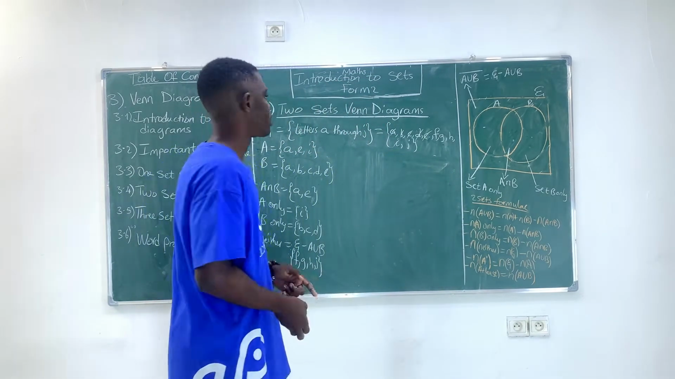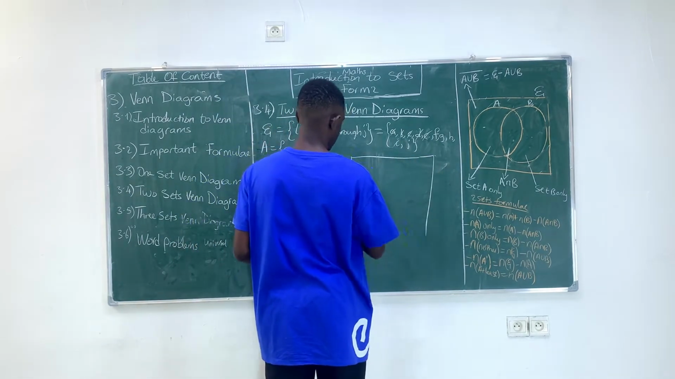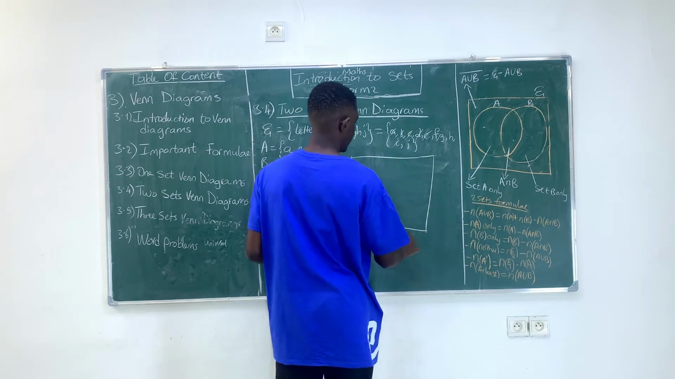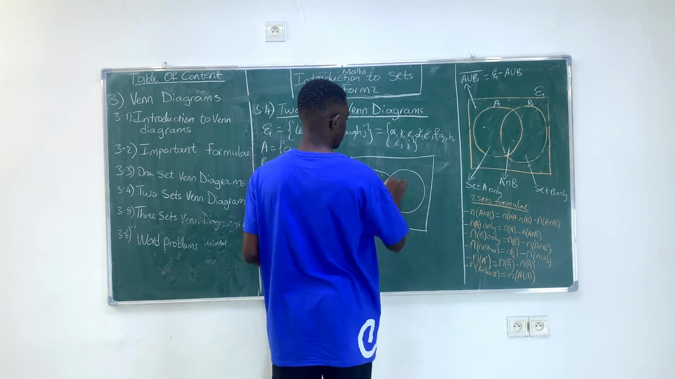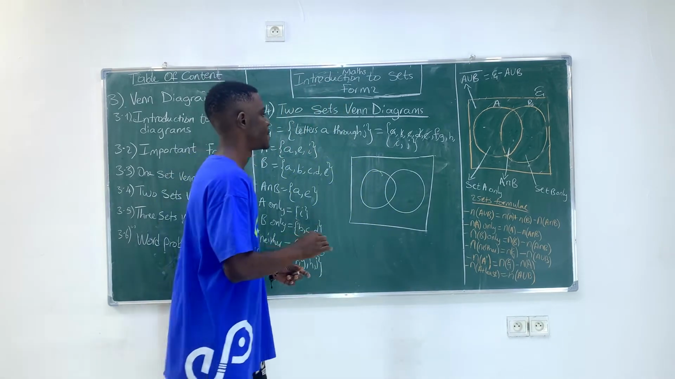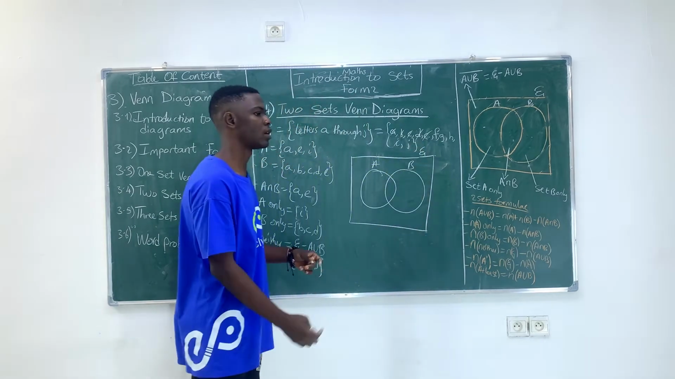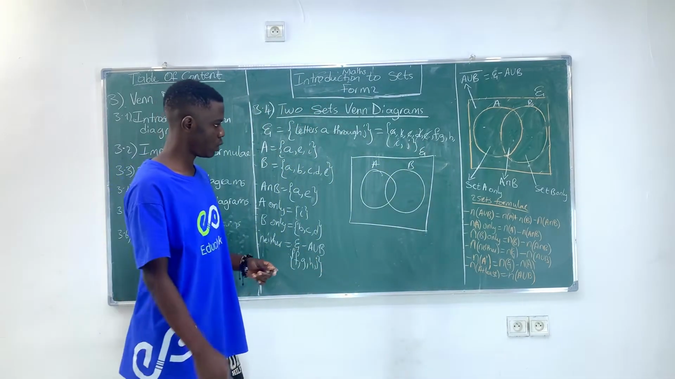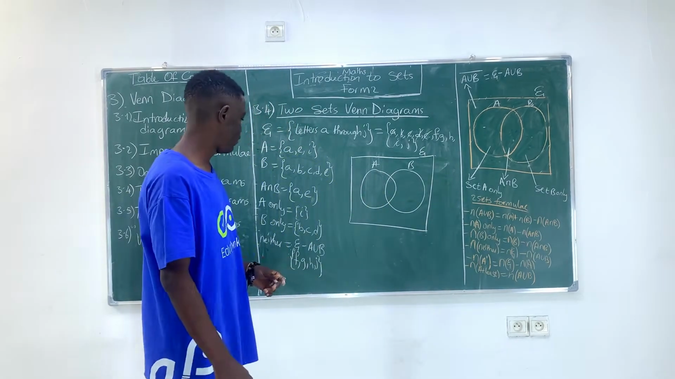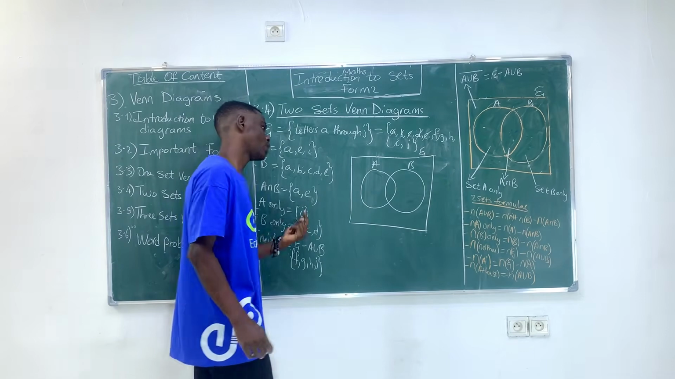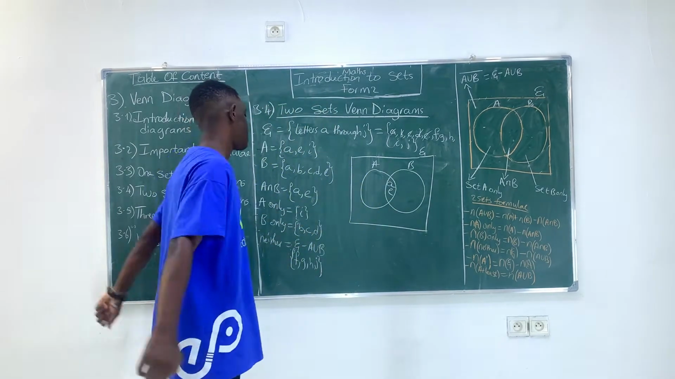So what else do we want? What we want is to draw an event like this. This is A, this is B, and this is the universal set. So we fill the Venn diagram. Now A intersection B is equal to A and D.